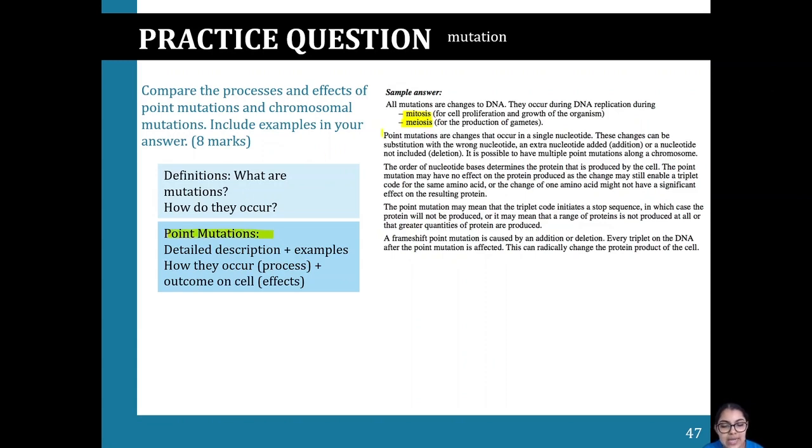So as you can see here, it's not just one big chunk of paragraph, and that's because usually when you write a big paragraph, in cases like this for an 8 marker, it can start to lose meaning, it can start to lose structure.